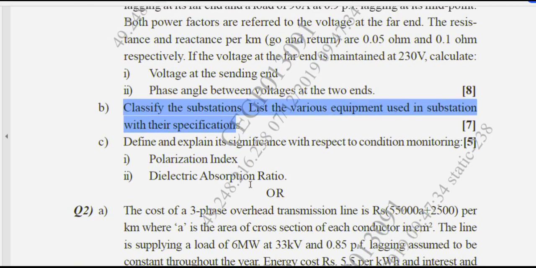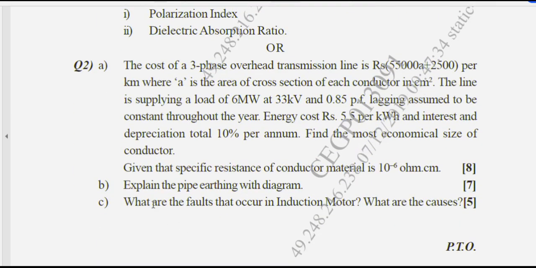The second question from this unit is: explain the pipe earthing with diagram. It carries 7 marks. Here you have to explain the electrode configuration for the pipe. This is simply a pipe which we are using for the purpose of earthing. If you are using a plate of copper or any material, that is called plate earthing. And if you are using a round, hollow pipe, that is called pipe earthing. For this you have to draw the diagram.